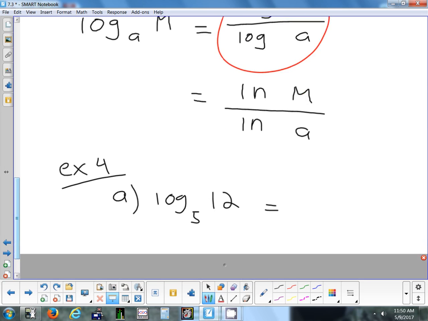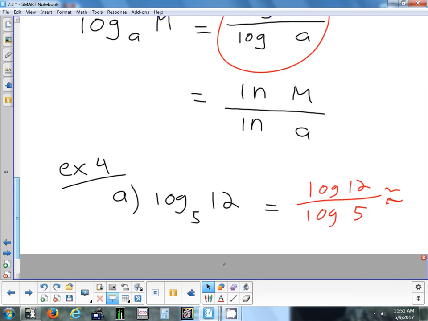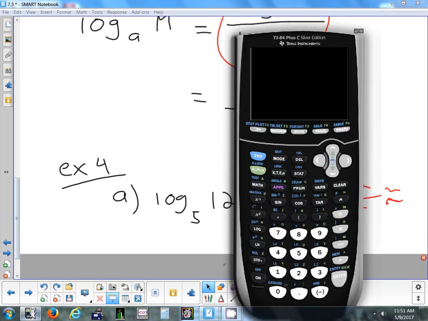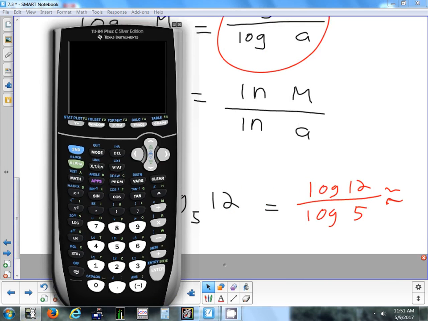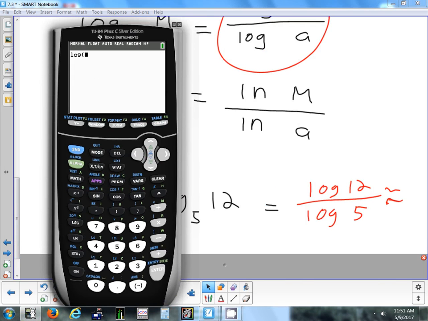Okay, so let's try this one. Kristen, how could I rewrite that so I could type it in? Log 12 over log 5. Yeah, log 12 over log 5. And if they wanted to know a decimal, what is it if you round it off? Let me type it in and we'll look at it. So log 12. And what do I want to be careful about before I type in log 5? Yep, got to close that parenthesis. Divide by log 5. Okay, so it's about 1.54.